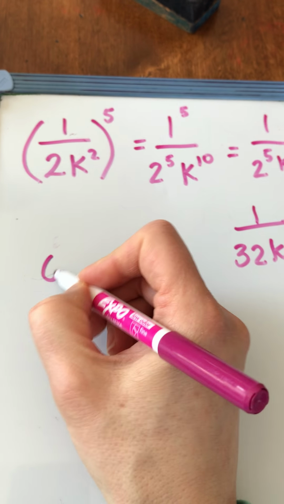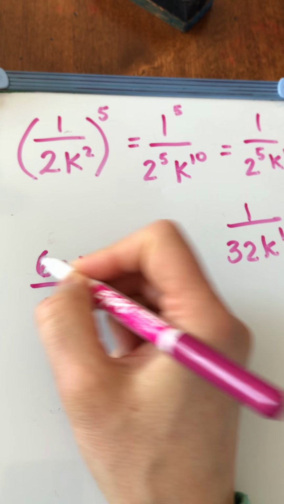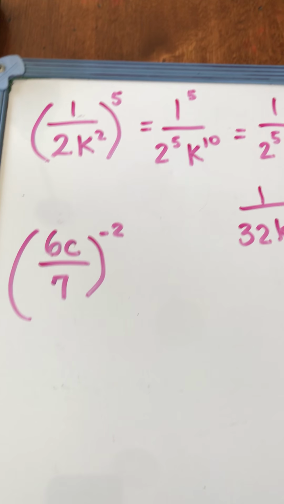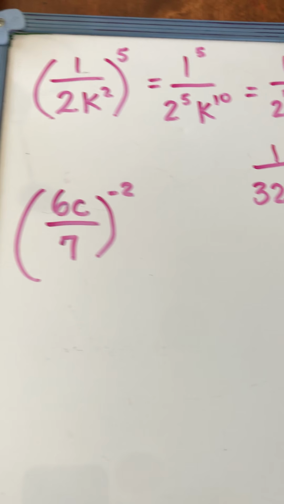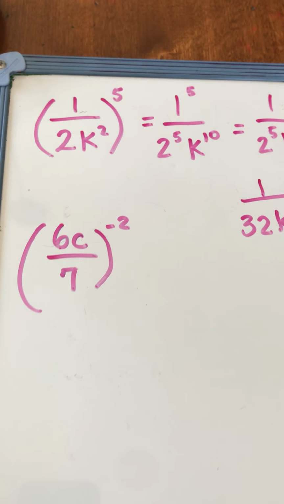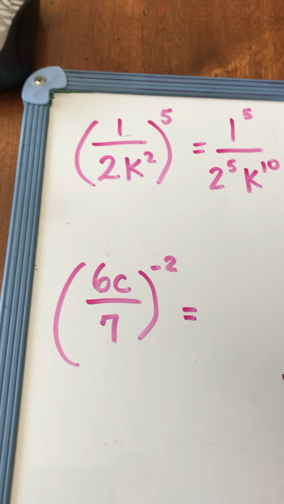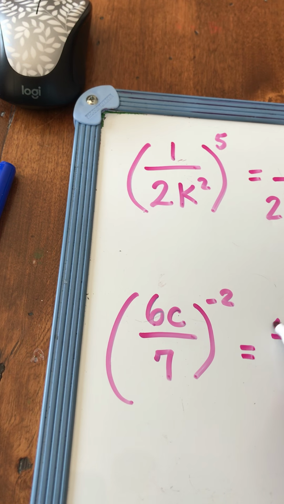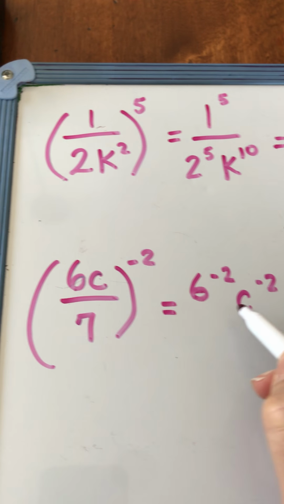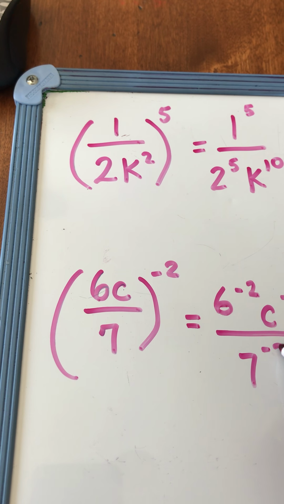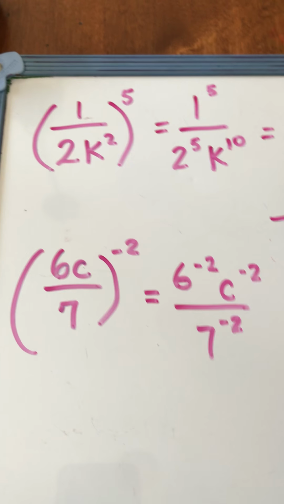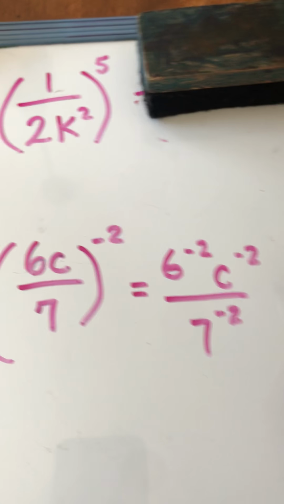So let's take a look at another one with a negative exponent. So we have to distribute that negative 2 to everything in the parentheses. I'll give you a minute to think about what that's going to look like. So it's going to be 6 to the negative 2nd power, c to the negative 2nd power, and 7 to the negative 2nd power. So that can't be left like that.